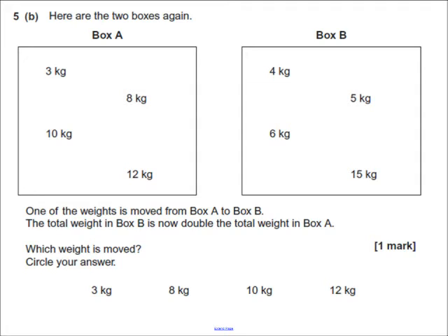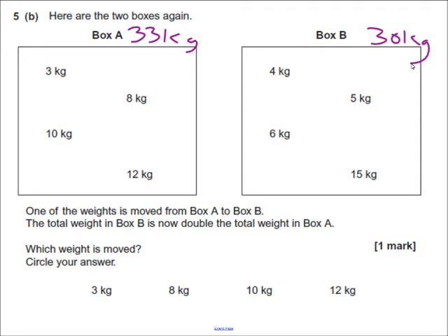Question 5b. Here are two boxes again, and they're the same weights in box A. So we have 33 kilograms in box A and 30 kilograms in box B. Now it's asking us, one of the weights is moved from box A to box B, and then the total weight in box B is now double the total weight in box A. Which weight is moved? Again, for 1 mark.